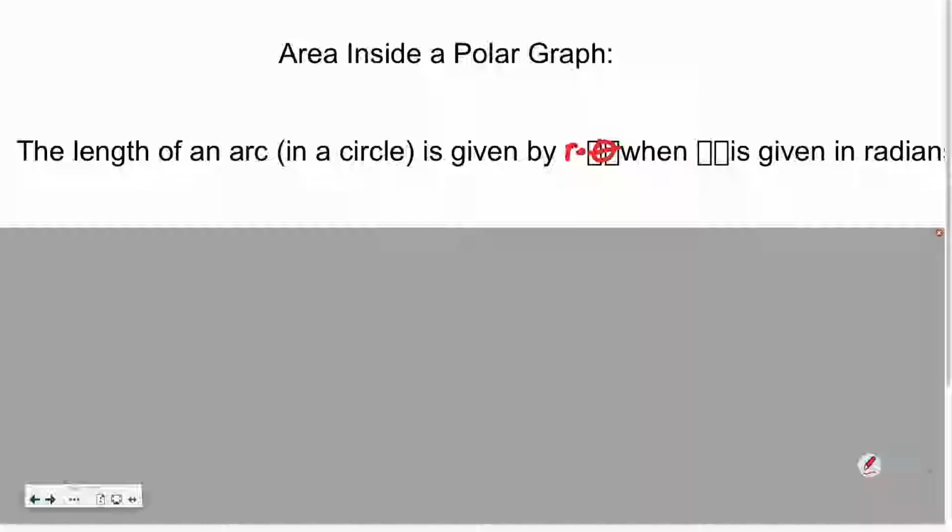So the length of an arc in a circle is given by R times theta, when theta is given in radians. That's actually something that I taught to my pre-calc classes on Tuesday.